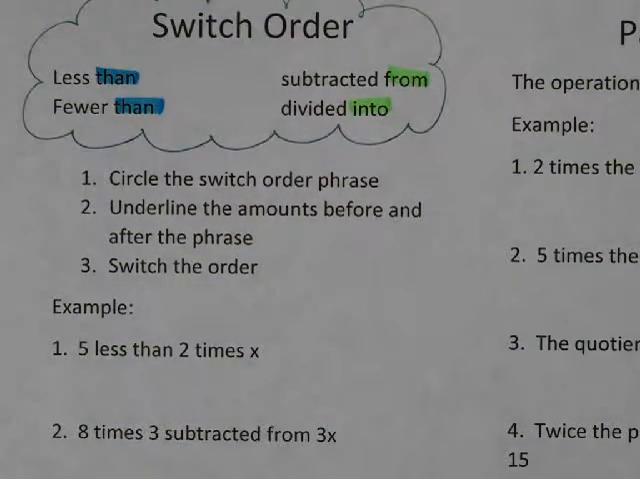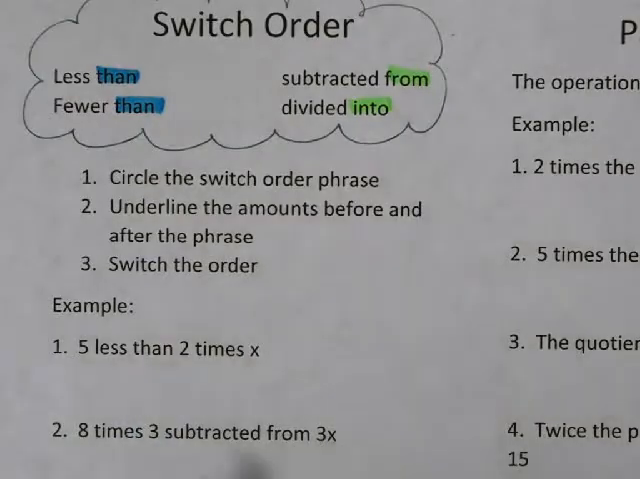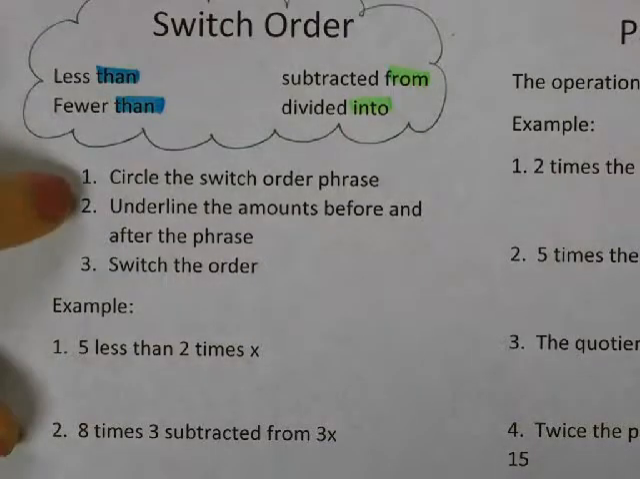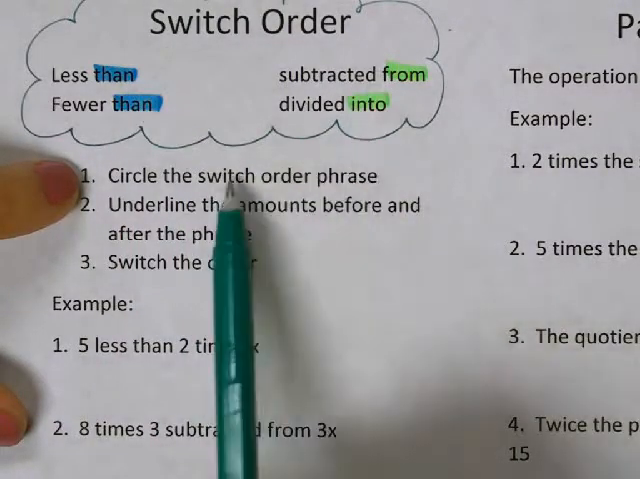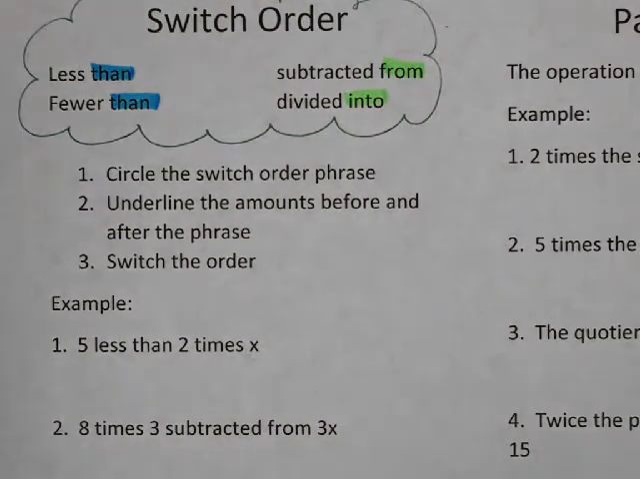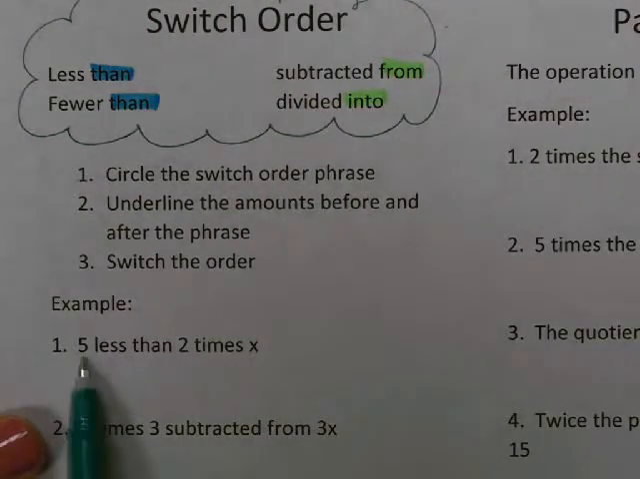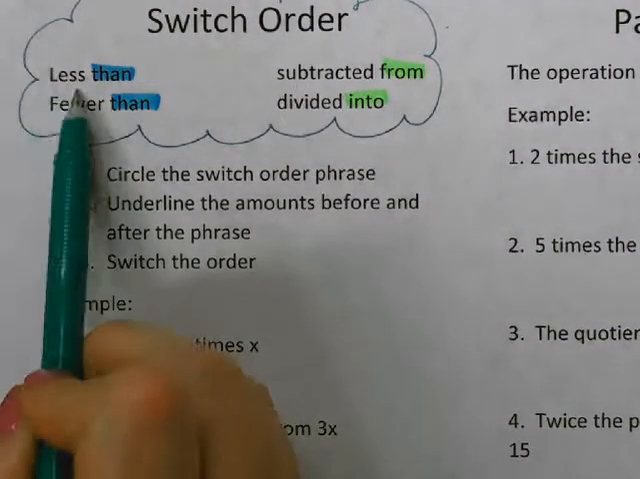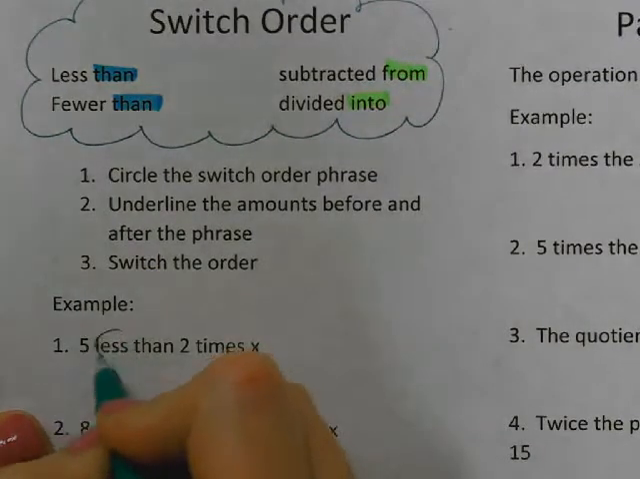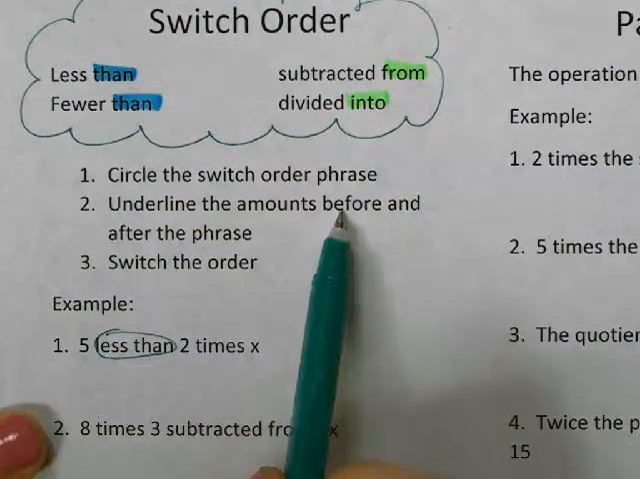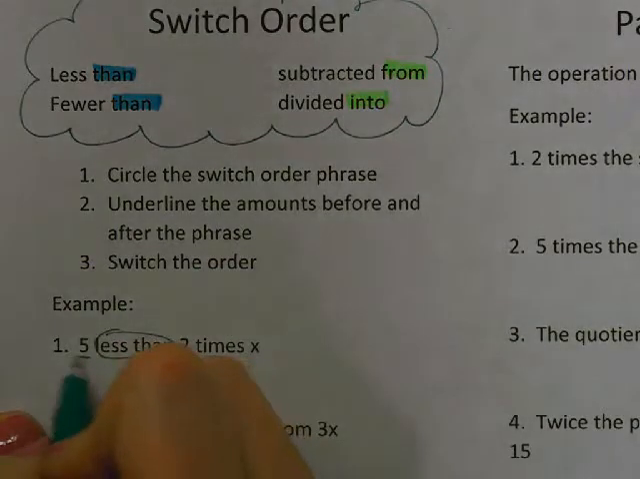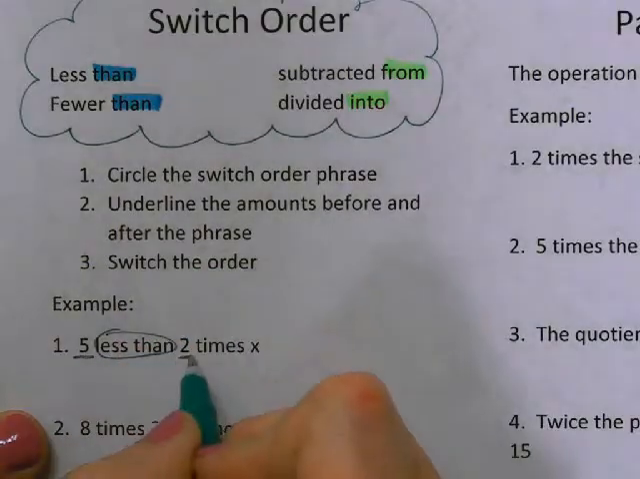So we have a couple of examples for that. We have example 1 and example 2. Now here's my way, a foolproof way of working with the words to make sure I put them in the right order. Step 1, you're going to circle the switch order phrase. If you see any of these phrases, you're going to circle it. You could also highlight it, whatever works best for you. So in example 1, it says 5 less than 2 times x. Less than is my switch order word, so I'm going to circle it in my words. And then it says underline the amounts before and after the phrase. So before the phrase I have a 5, and after the phrase I have a 2.